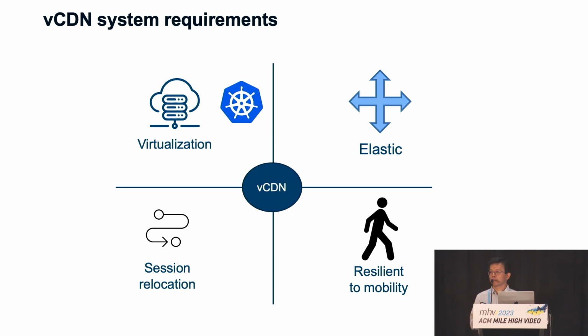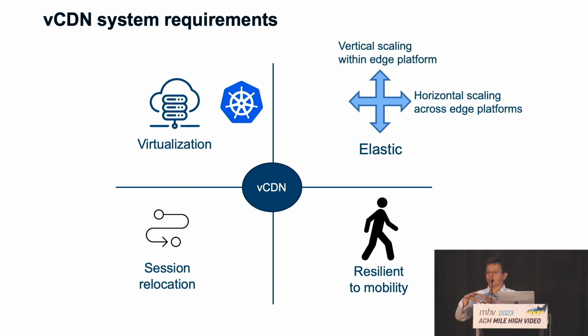Second, the system should be elastic, which means that it should be able to dynamically create or terminate any cache instance based on different application metrics and costs. An elastic system should be able to deal with traffic peaks by using both vertical and horizontal scaling. Horizontal scaling means deploying the cache instance in more edge locations, while vertical scaling means deploying more cache instances in the same edge location.